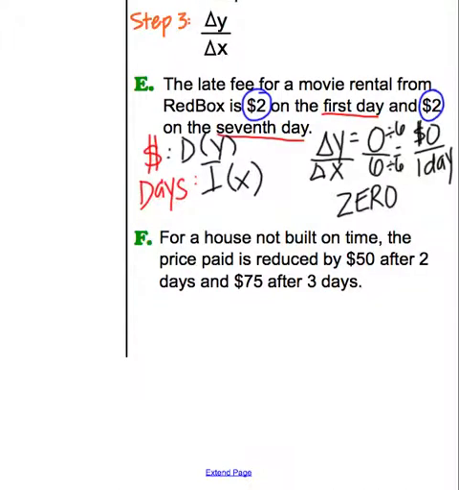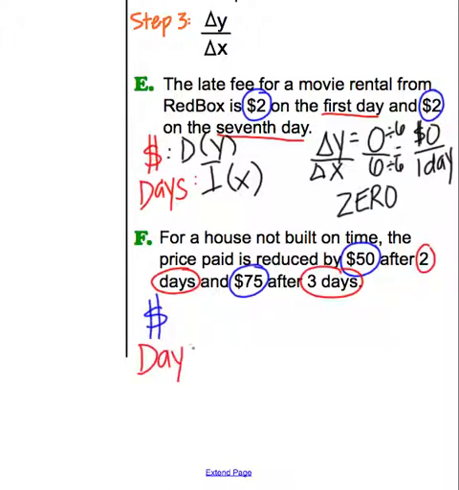Now for letter F, for a house not built on time, the price paid is reduced by $50 after 2 days and $75 after 3 days. So I see here we got money, and we have days. And the nice part again is days is a form of time. So therefore that makes the days our independent and our money our dependent.